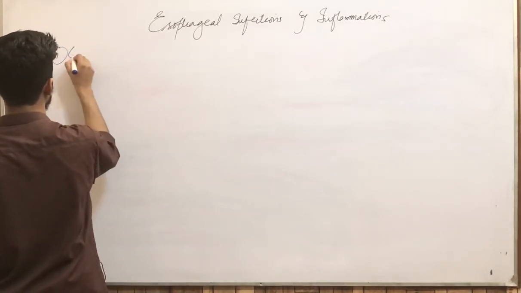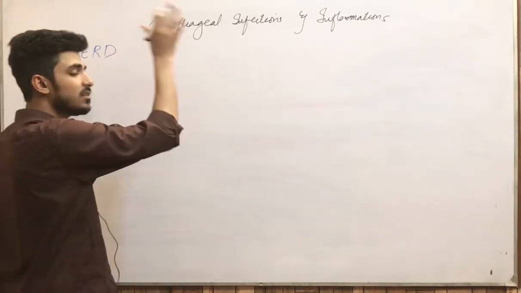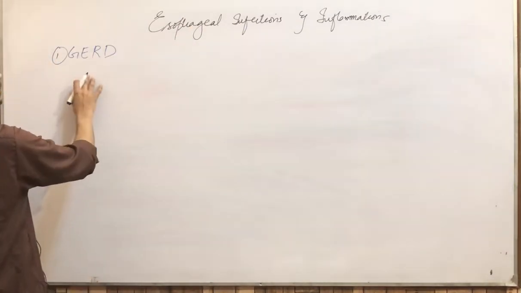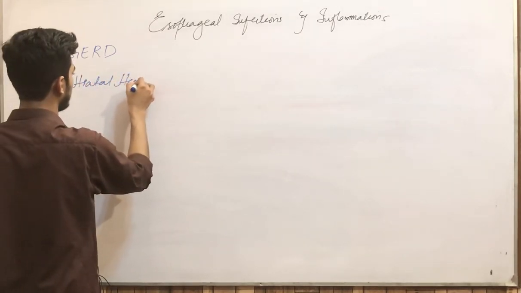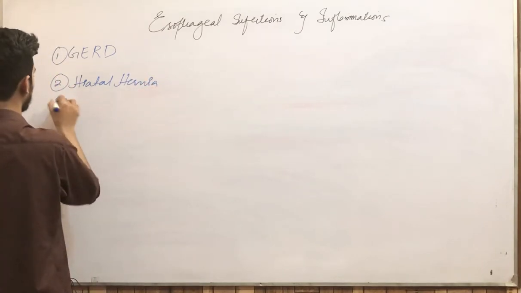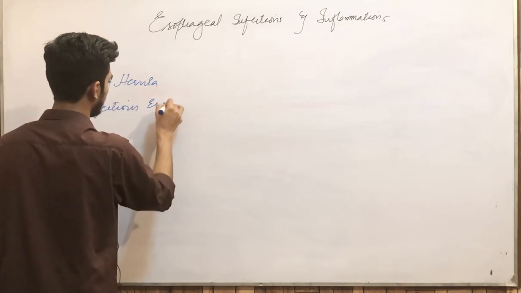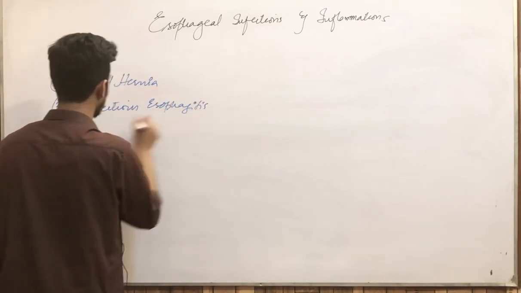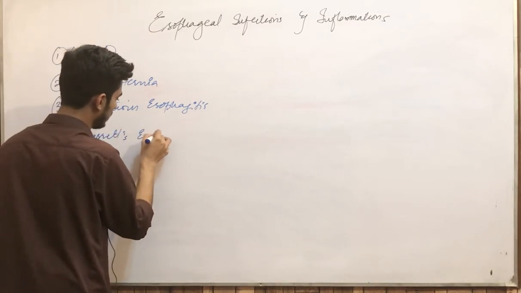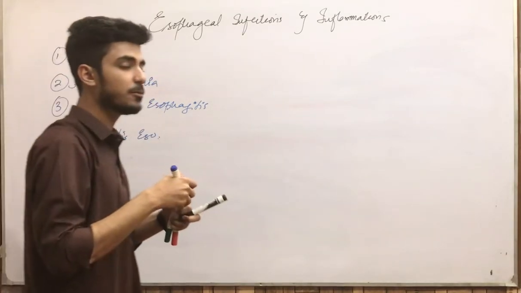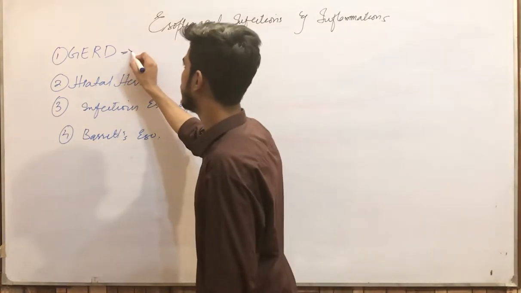So just remember, one is the GERD. We'll be studying the management of these, as we have studied this topic in the special pathology, but now the main focus will be on the management. One is the GERD, second is the hiatal hernia, third is the infectious esophagitis, and the last one is the Barrett's esophagus. So these are the 4 subtopics that we will be discussing one by one, and in today's lecture we will be focusing on the GERD, one topic.